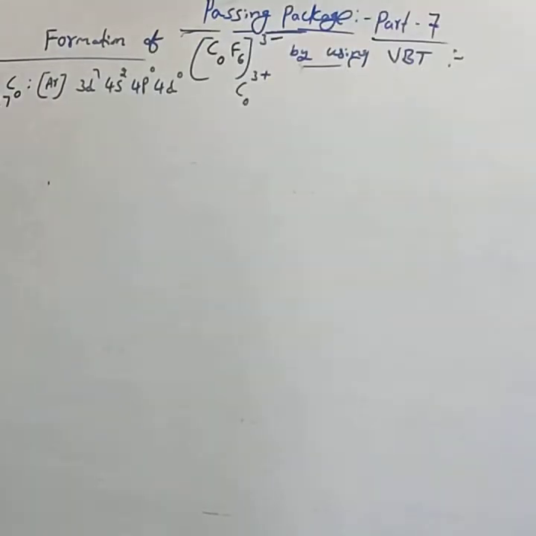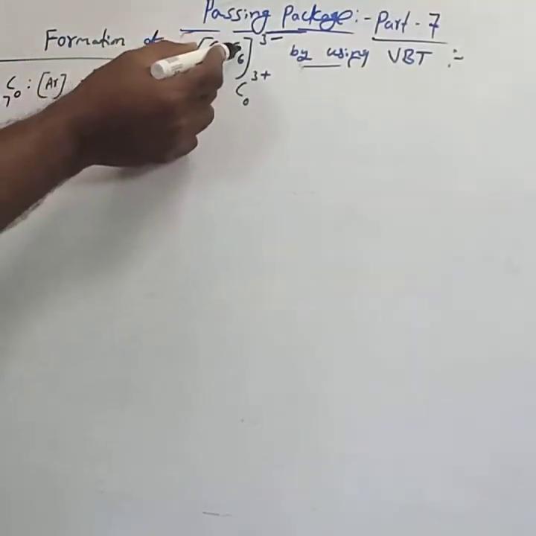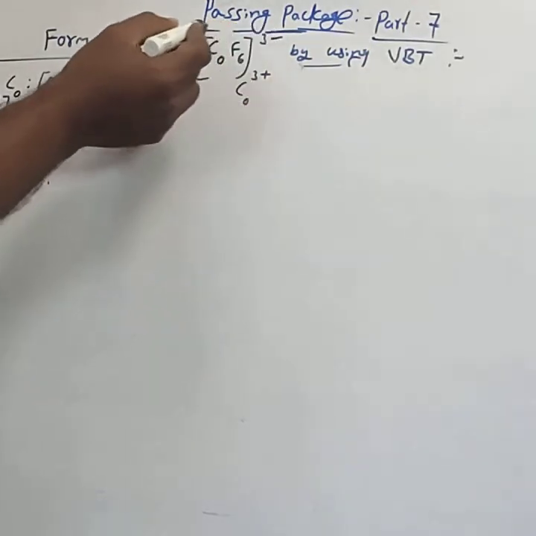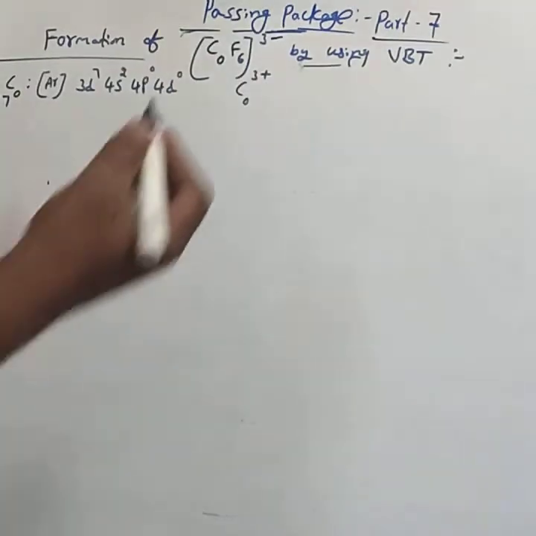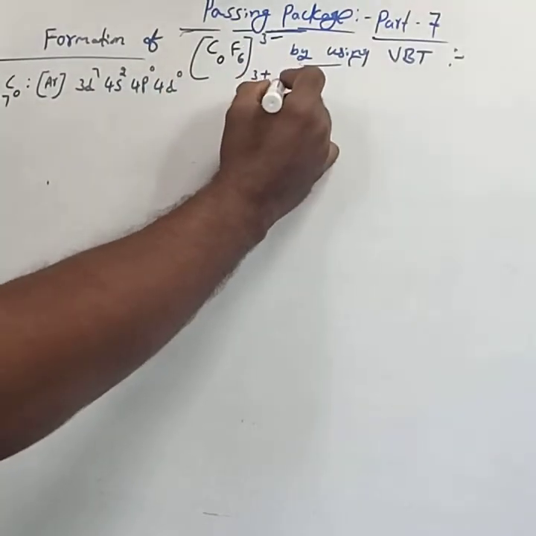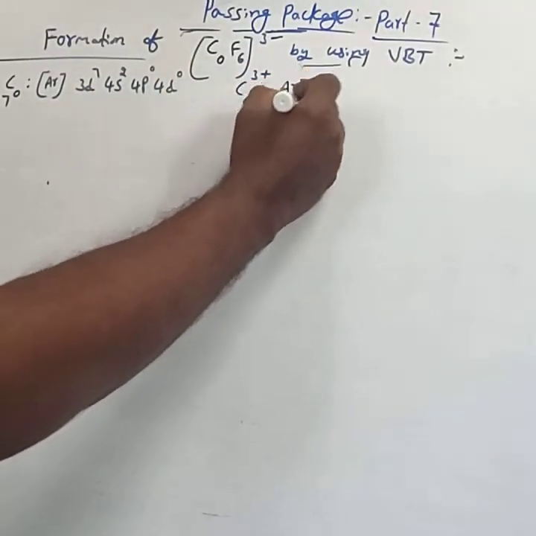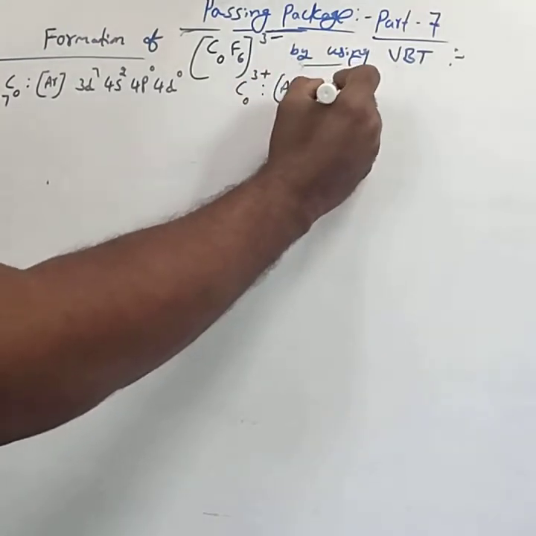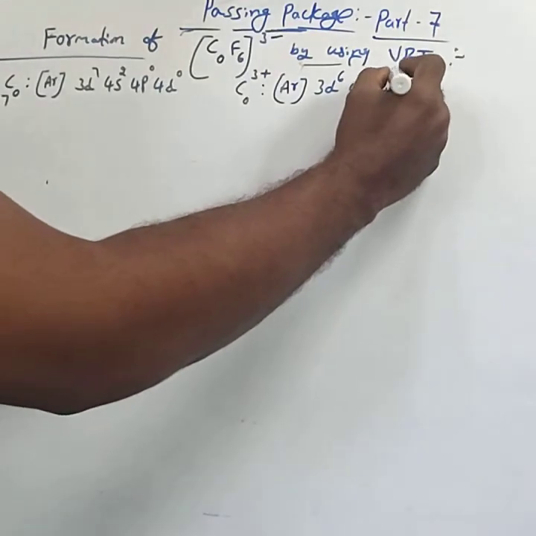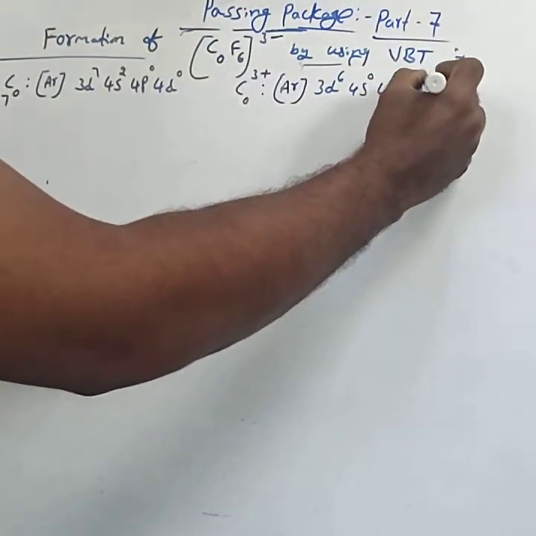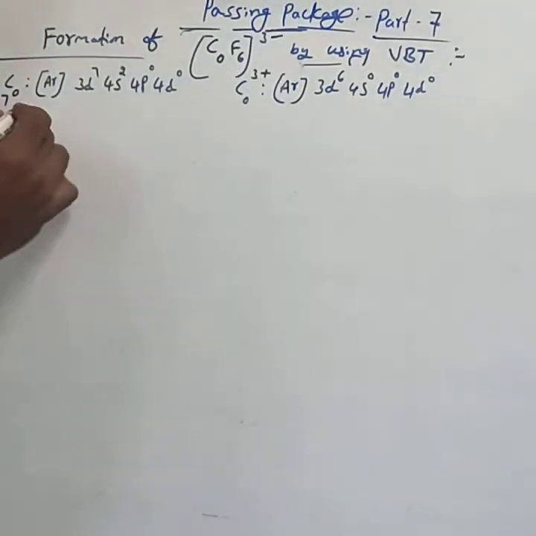Cobalt 3+. Here x minus 6 equals minus 3, then x value is plus 3. Then cobalt 3+ configuration is argon 3d6, 4s0, 4p0, 4d0. Then you consider the box diagram. Cobalt 3+ configuration in the box diagram.